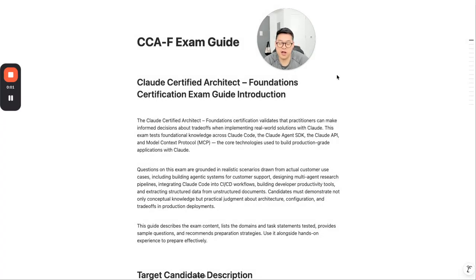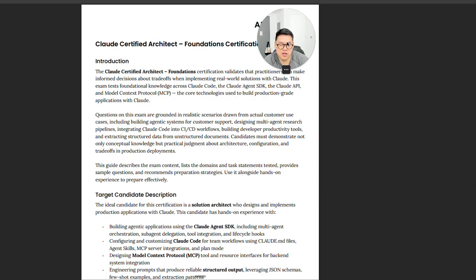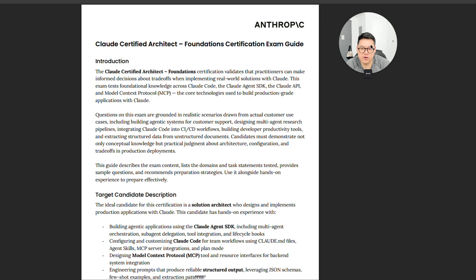What up, folks? I have created, at least drafted up, the first semblance of a custom study guide. I'm going to go ahead and actually share all that with y'all for the Cloud Certified Architect Foundations.